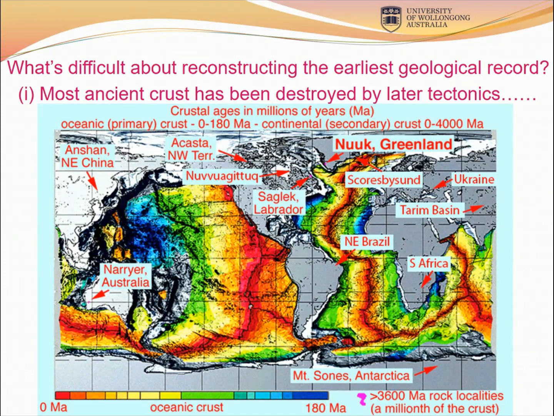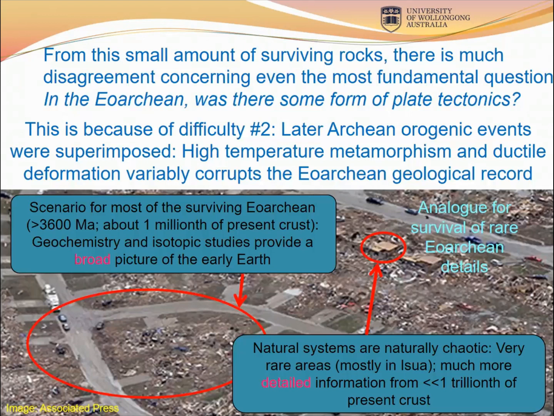And this map here shows the various scattered little localities around the world where you can find Eoarchean rocks. But by far the most important and the first discovery site as well is the Nuuk, Greenland region. So basically from this very small amount of surviving rocks, you've got to extract as much information about the early Earth. So for example, one of the most fundamental questions is, in the Eoarchean, was there some form of plate tectonics? So why is it so difficult? And that is because of difficulty number 2.